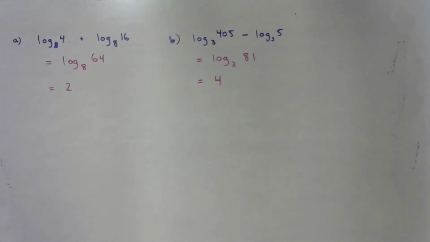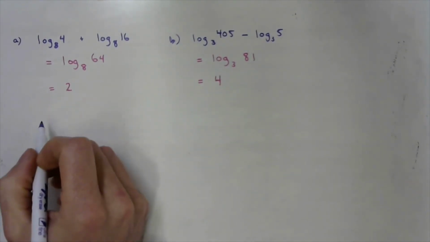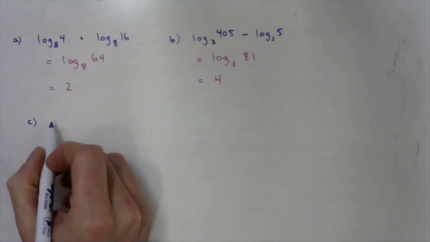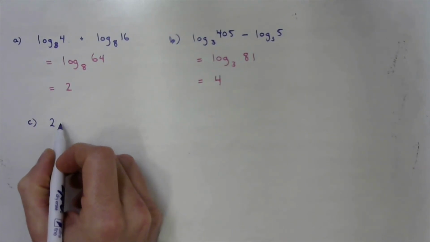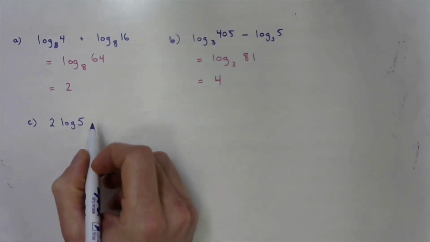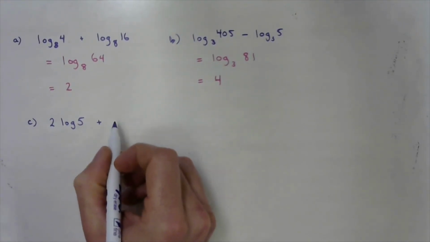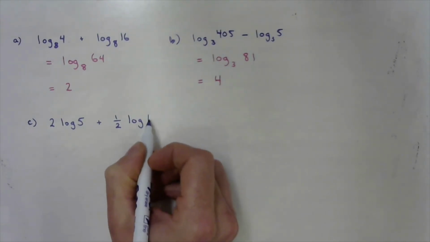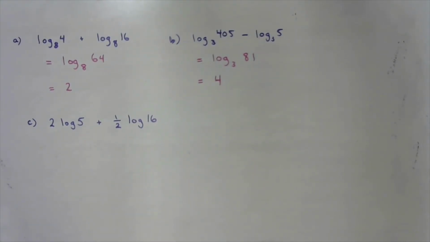Okay, there's a power law, product law example, and a quotient law example. And C is slightly trickier. It has one new step for us. We've got 2 times the log of 5 plus 1/2 the log of 16.